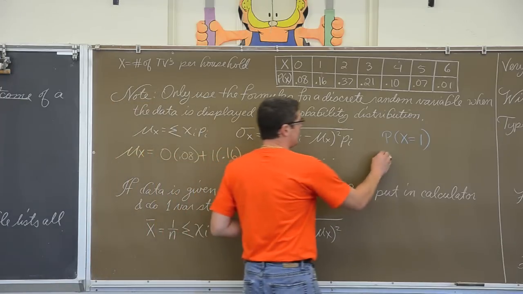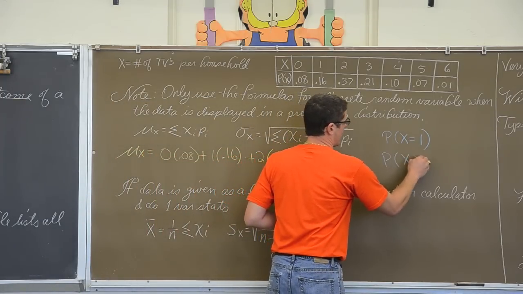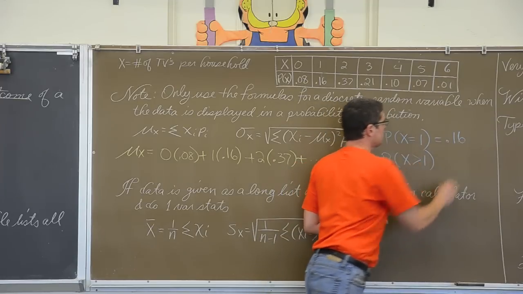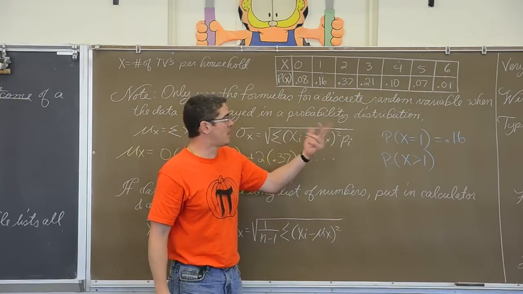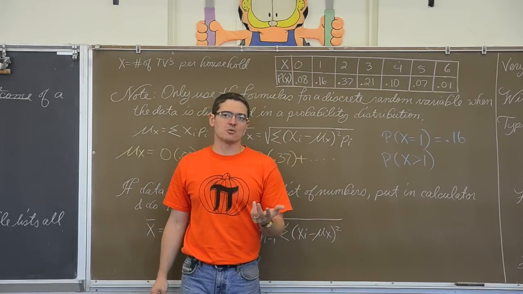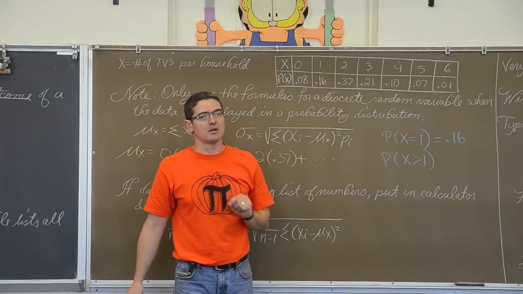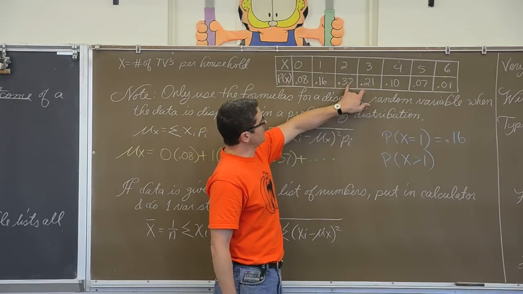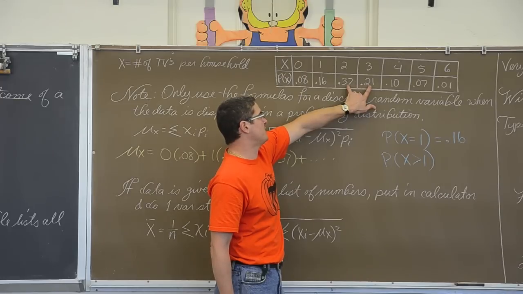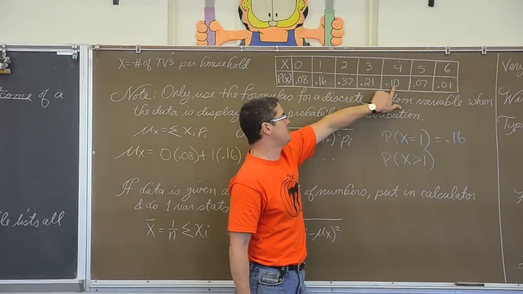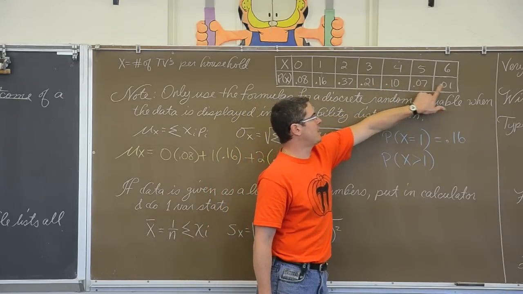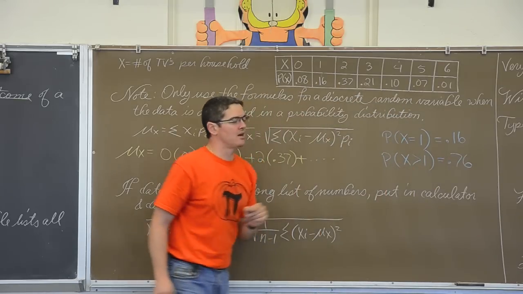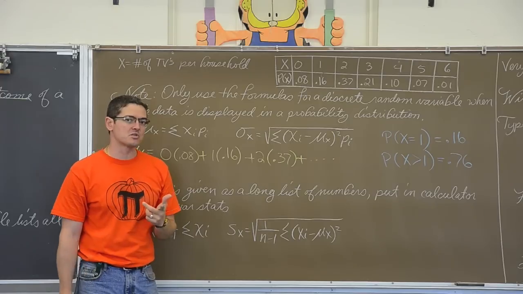What is the probability that x is greater than 1? Well, all my outcomes that are greater than 1. And just like we did when we first learned probabilities and set up these probability models in the last chapter, more than 1 is just 0.37, now it's 0.57, 58, 68, 75, 76%. So the probability based on this made-up data that a household has more than one TV is 76%.